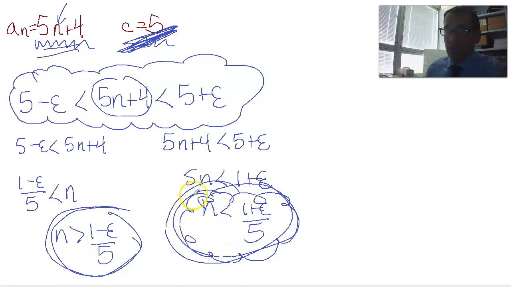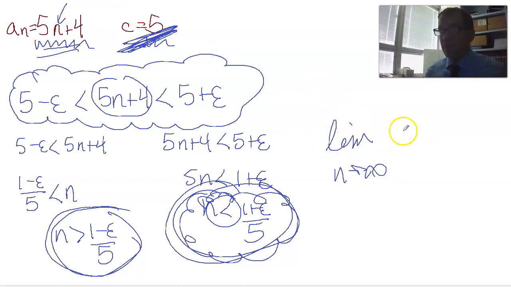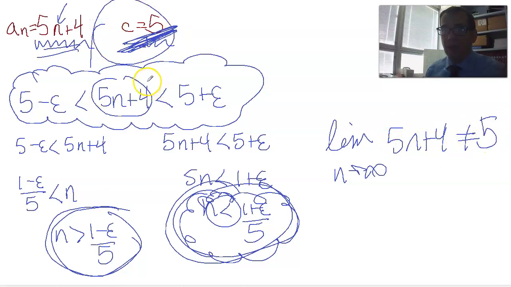It means it leaves the neighborhood eventually, and therefore I can say the limit as n approaches infinity of 5n plus 4 does not equal 5, or that's not the limit, or however you want to say it. I hope that makes sense. It does.